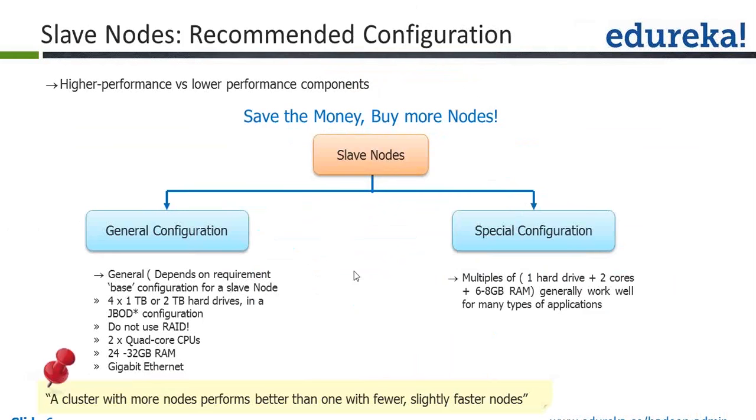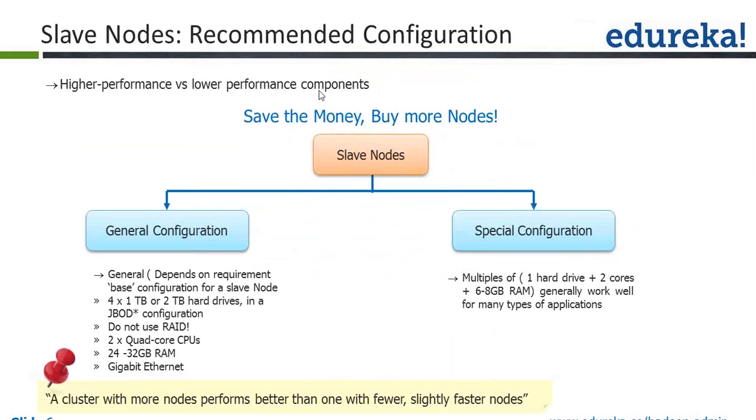Kunal's question, why not use RAID? It's mentioned in the write-up, so I'll answer the question. What is the max replication factor we can give? The max replication factor we can give is 512. So 512 replications is what you can give. Okay.